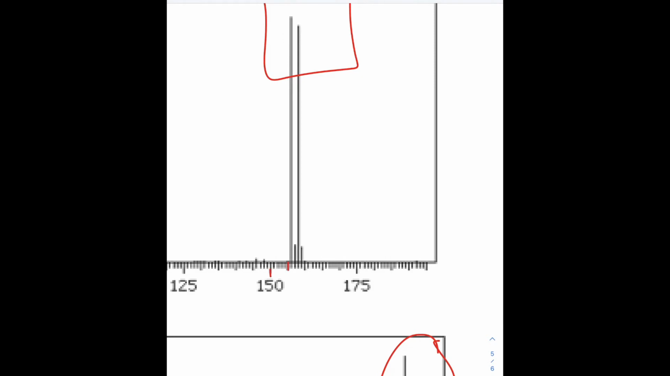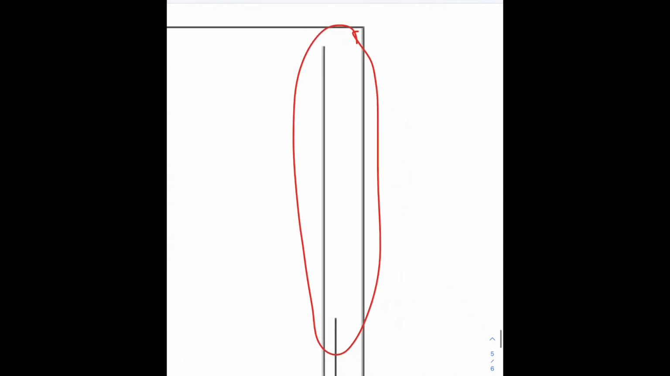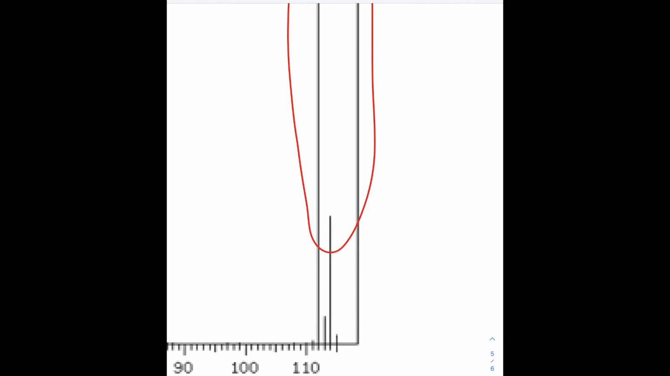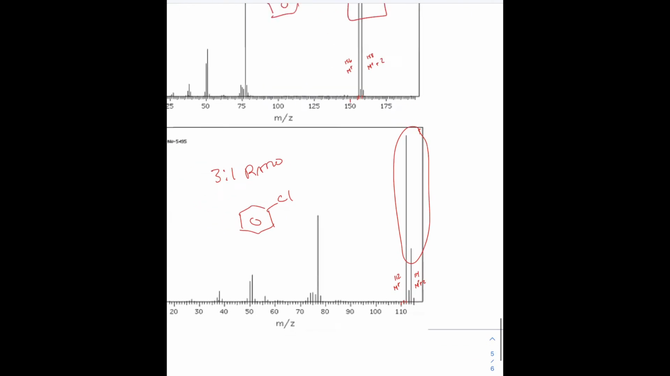This is 156, and this is 158. So that's what we mean by there's an M+ and then there's an M+2. And let's take a look at this one. This is 112, and then a 114, and then again this is an M+ peak, and then we have an M+2 peak, usually it's called, and that's just the additional 2 units of mass.